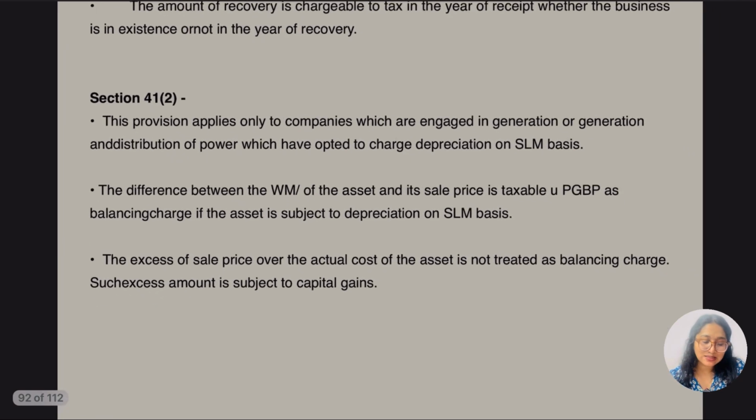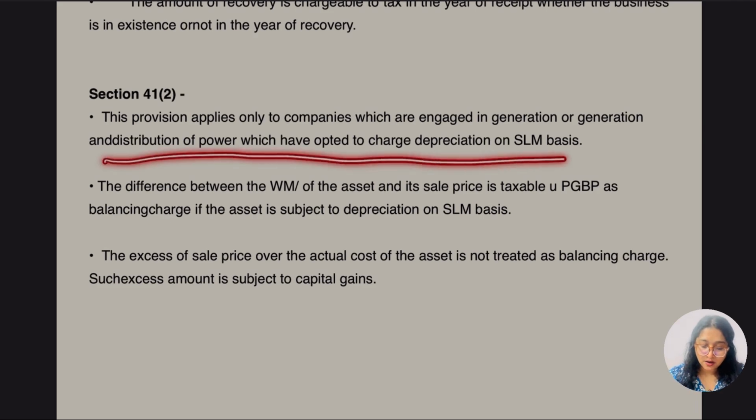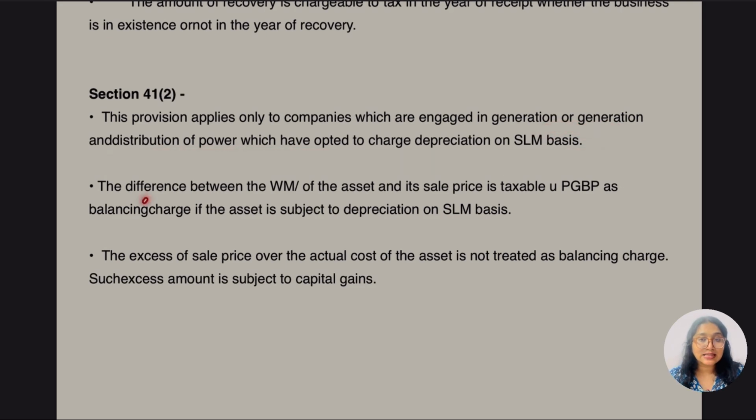Yes. Let's go for section 41 subsection 2. Okay? There are many points covered in this section, so one by one I'm going to read it. The provision applies only to the company where they are engaged in the generation and distribution of power which have opted to charge depreciation on the SLM basis.